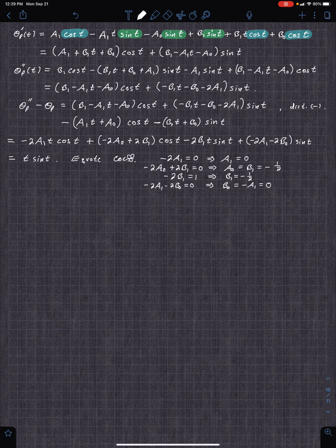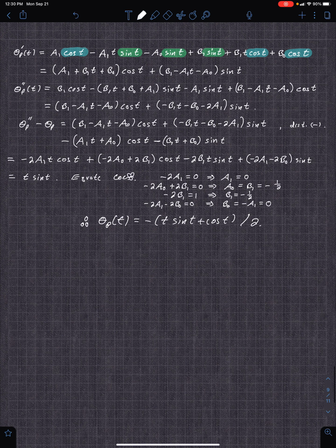So with all that, we get this particular solution. Therefore, theta p of t is equal to negative t sine t plus cosine t, all over 2, by determining what a1, a0, b1, and b0 are. So this might take a little bit to do. I wanted to get to more examples and not work through that, which would take probably half an hour.